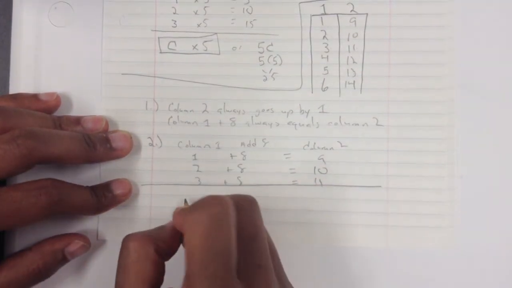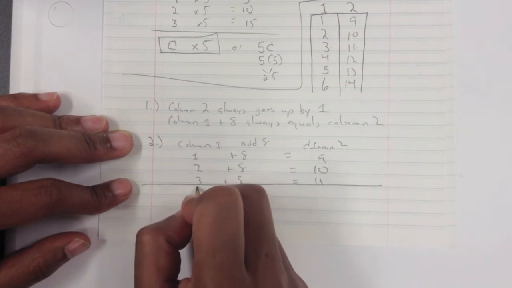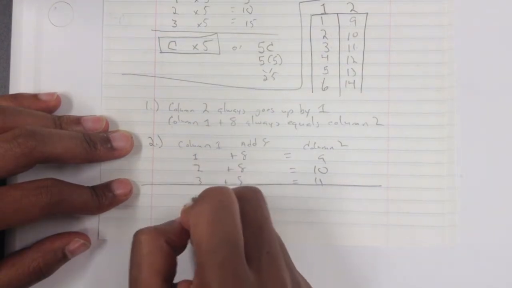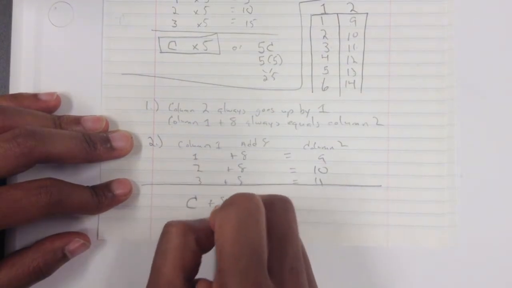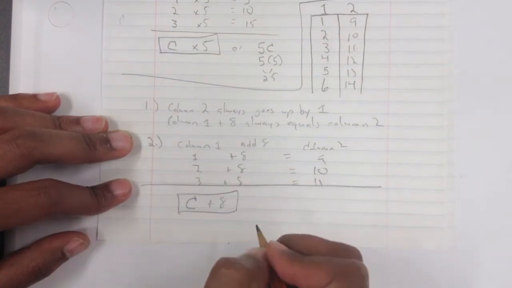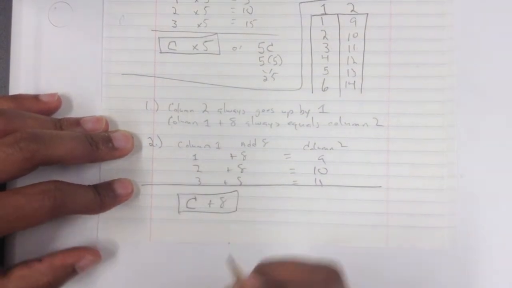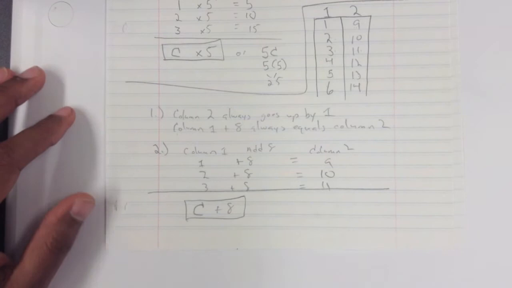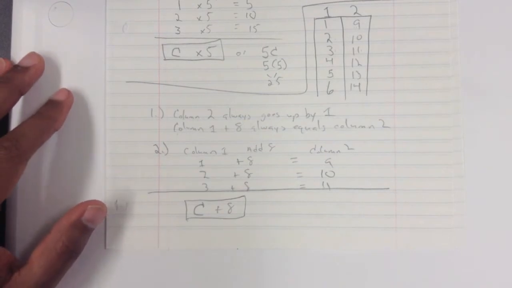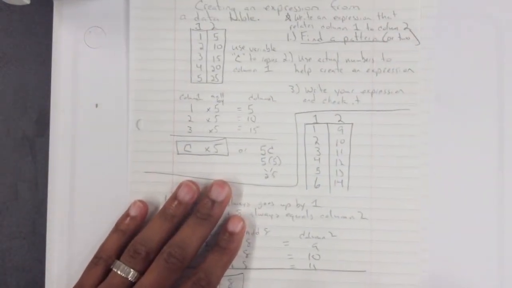Now I do the variable. So, instead of column 1, I use the variable C plus 8. There it is. I could check it, I could move on. Now these two are pretty easy. We're going to move to one, or a couple, that are a little more complex and a little more like what you are going to see on your test. Okay?